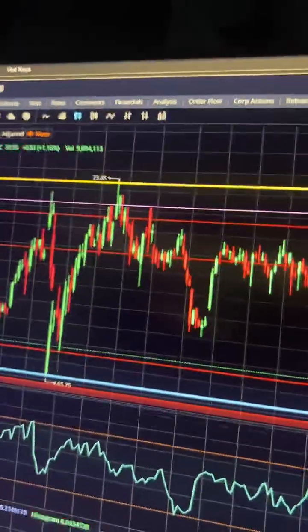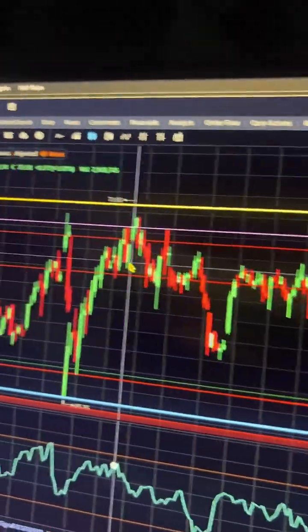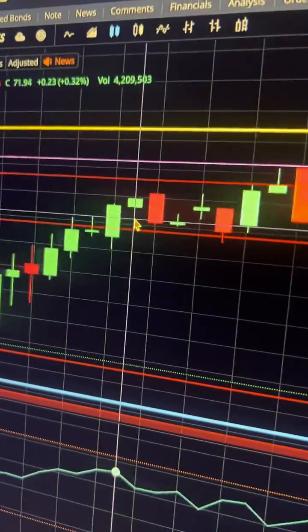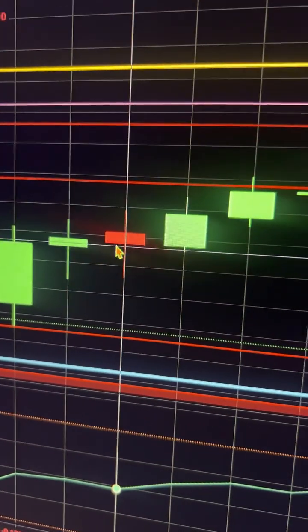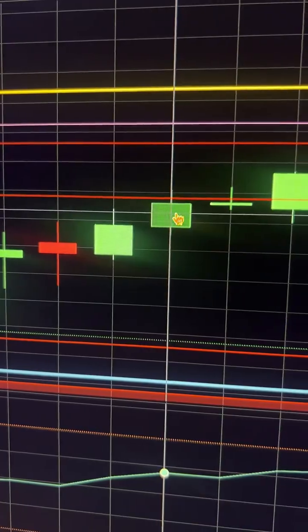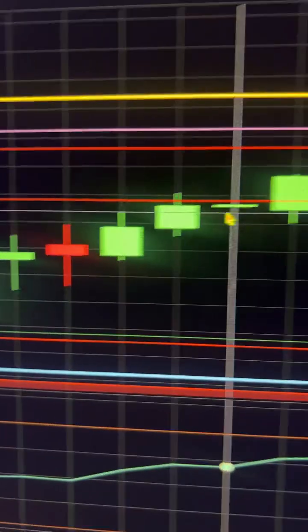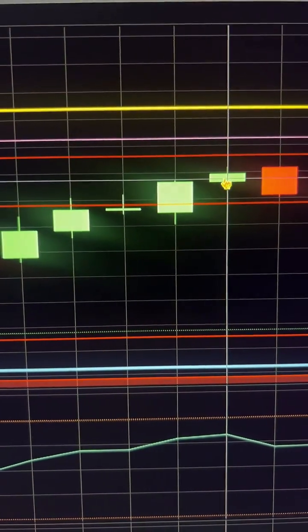So let me give you an example. I've got to be very specific. I don't want y'all to be confused. Look at this candlestick right here. Notice that this candlestick didn't close above it. This one didn't. This one didn't. This one touched it. This one broke above it. This one broke above it. This one closed above it.